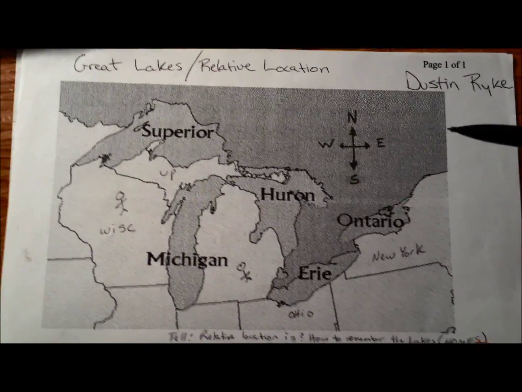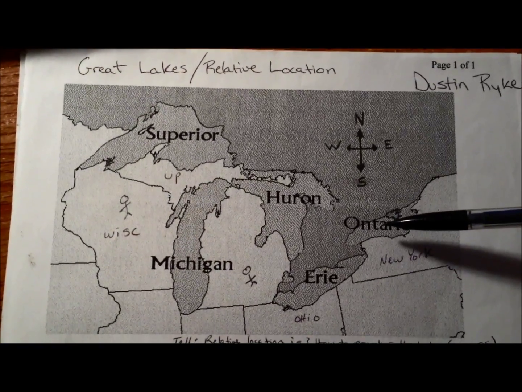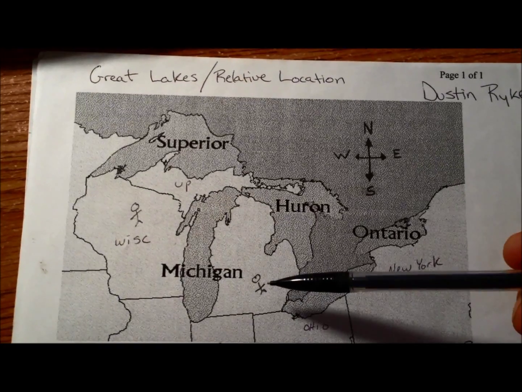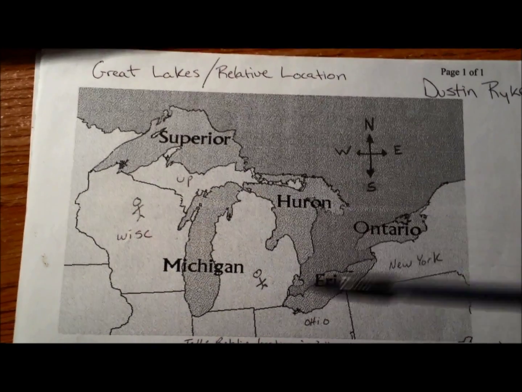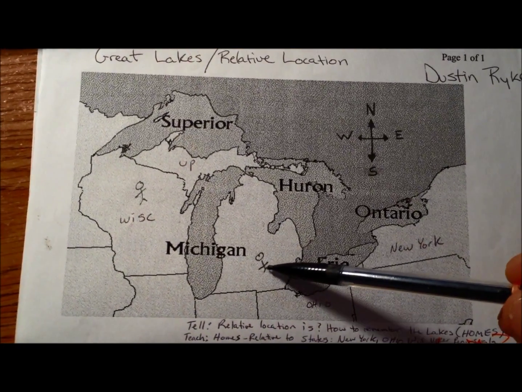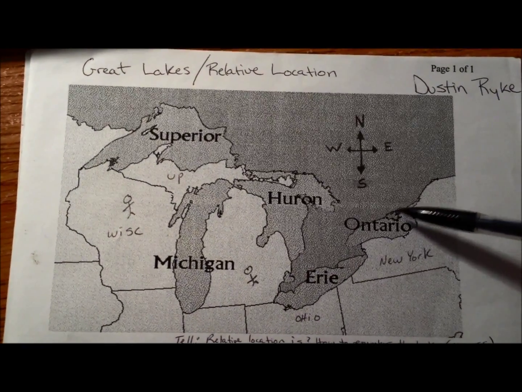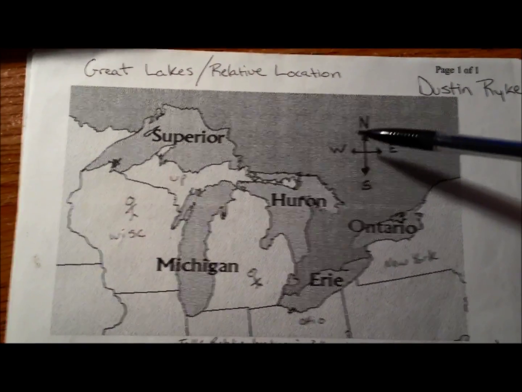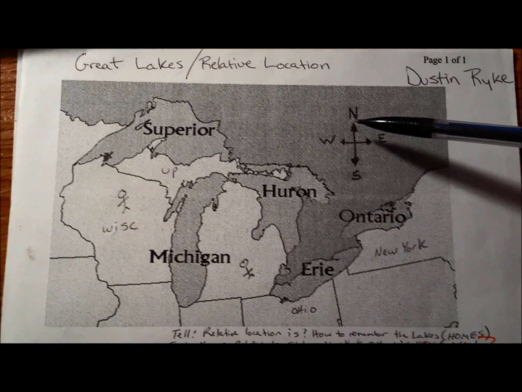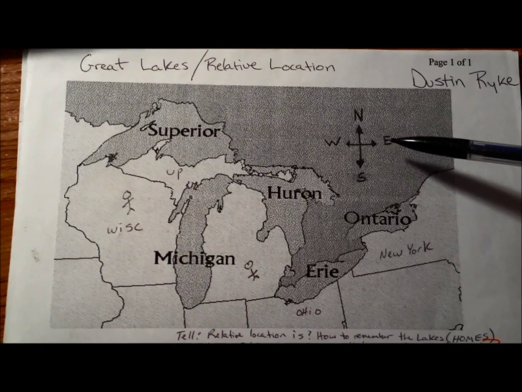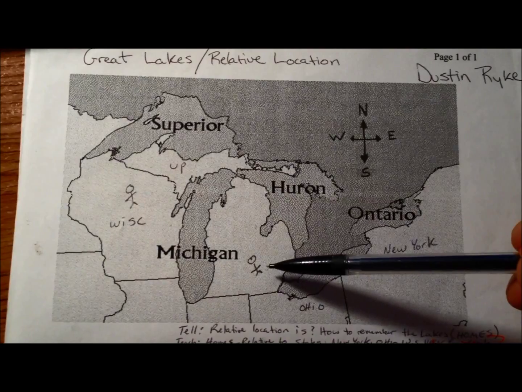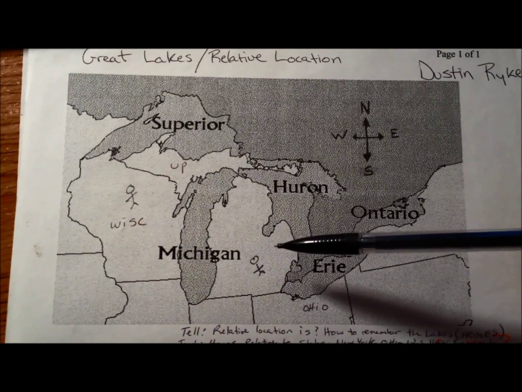And last but not least, Lake Ontario. The person in Michigan would say that Lake Ontario, there's the person right there, who's going up and over to the right, would say that it is northeast of their location or northeast of Michigan.